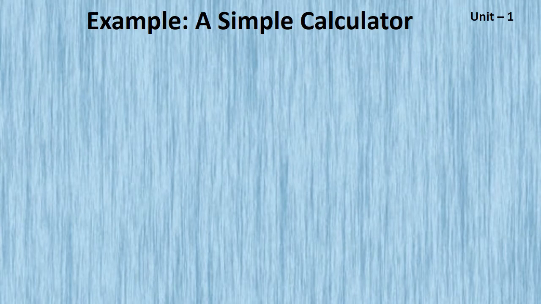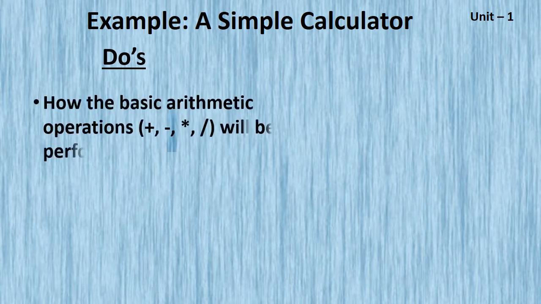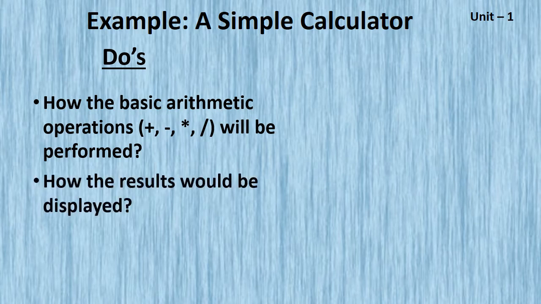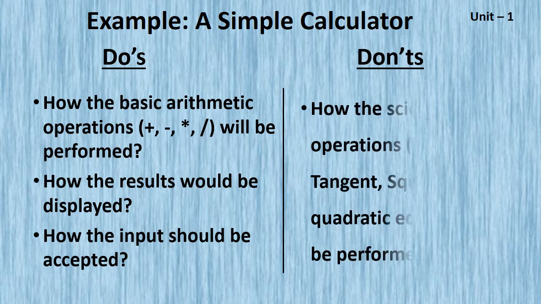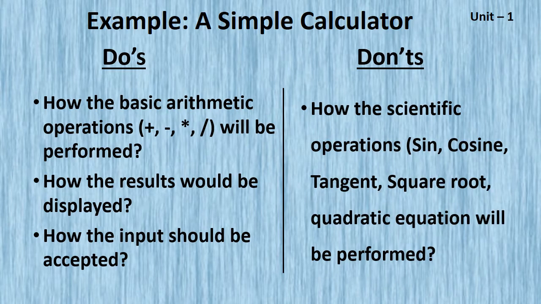Let's take an example of a simple calculator. If we are developing a simple calculator, we will consider how the basic arithmetic operations, addition, subtraction, multiplication, and division will be performed, how the results would be displayed, how the input should be accepted. We will not consider how the scientific operations, for example sine, cosine, tangent, square root, and quadratic equation will be solved.